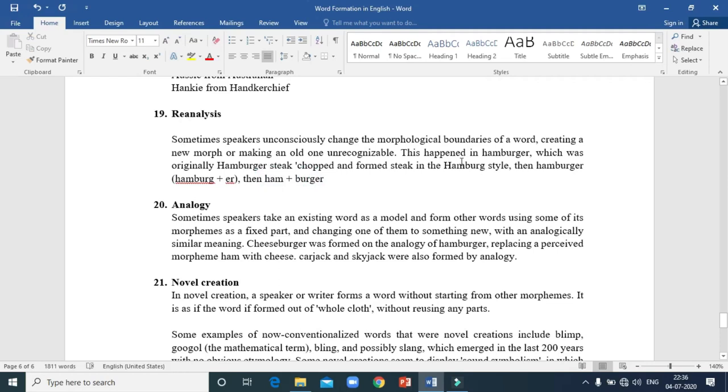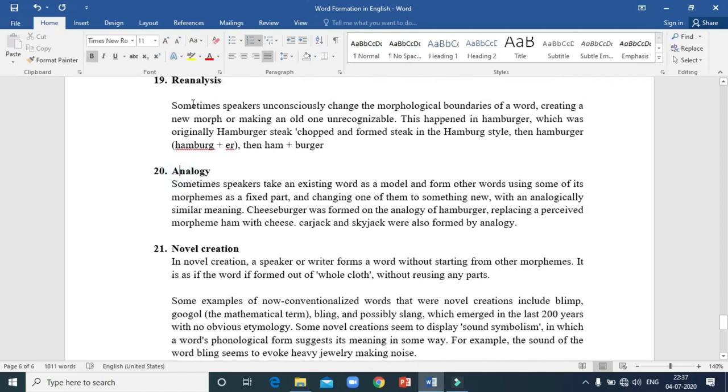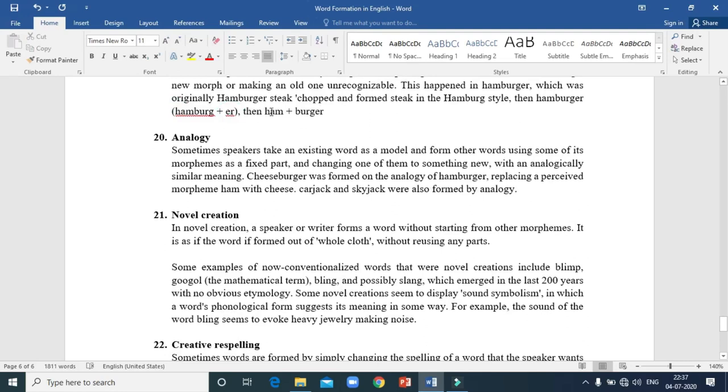Okay. And the 20th procedure, analogy, is related to reanalysis. Let's look at the same word, hamburger. But actually, what happened is it should have been Hamburg plus er, but because of a misunderstanding we split it into ham plus burger. Then we change to a similar word, we use the same kind of sense. For example, ham plus burger.